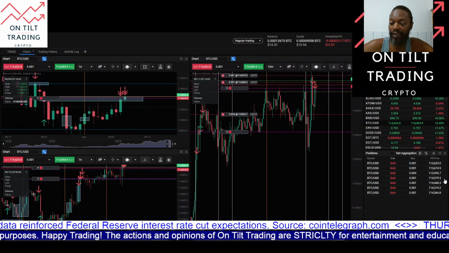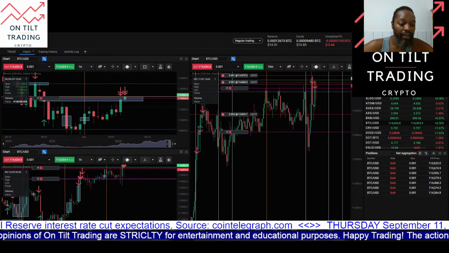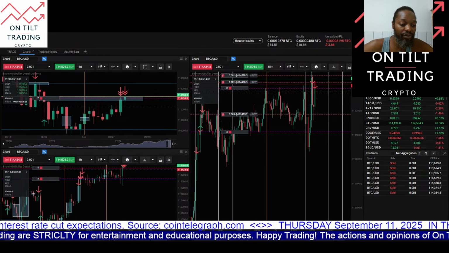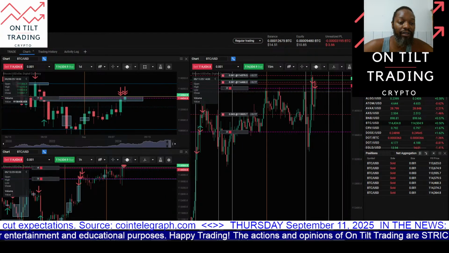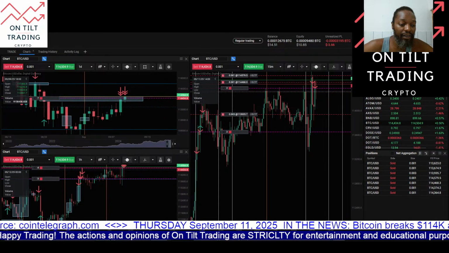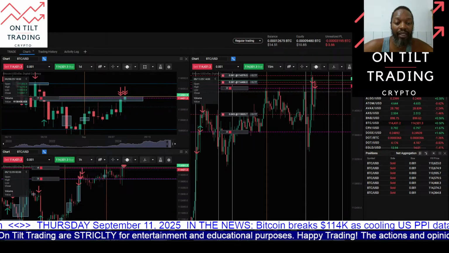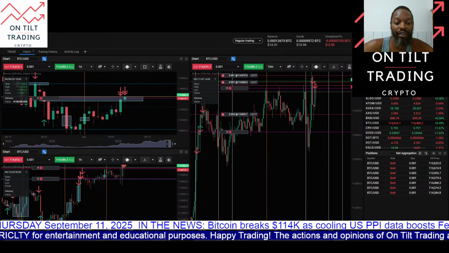And then the other positions are based off of the 60-minute chart. So these 2 trades here are these 2 trades here. And this trade here is the same as this trade here.